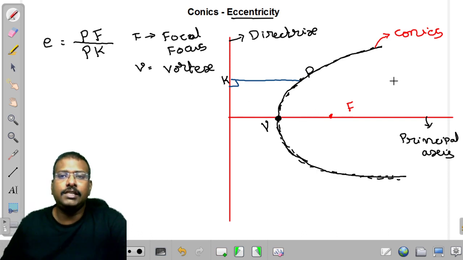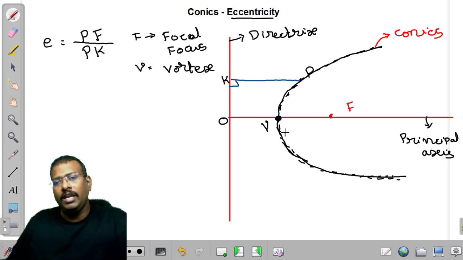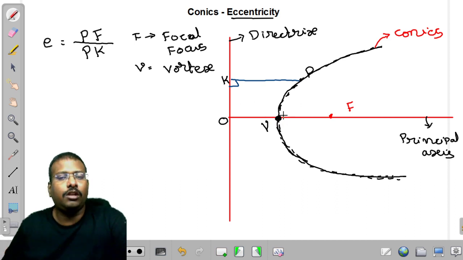Now, vertex is a point on the conics or on the curve where it meets the axis. Good. Now, vertex is also a point on the curve, and let us consider the intersection of axis and directrix is O. Now V is a point on the curve. Therefore, it should also satisfy the same eccentricity condition.